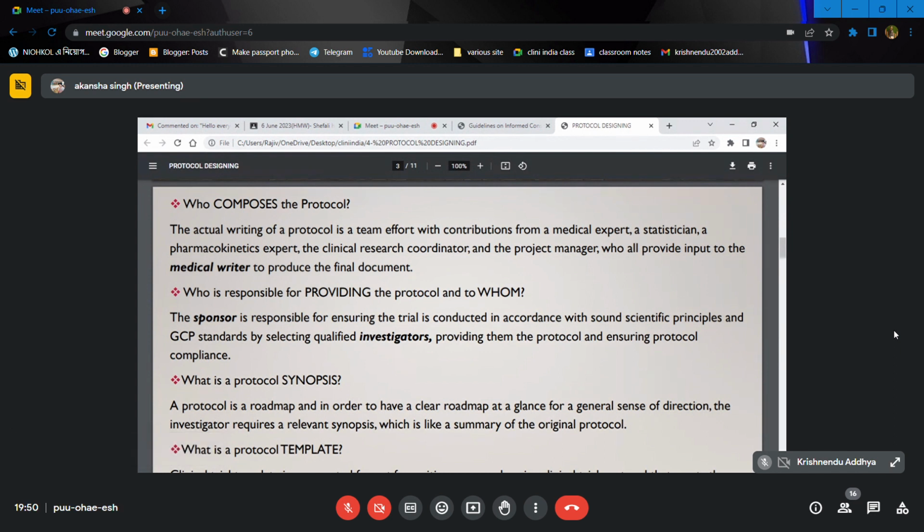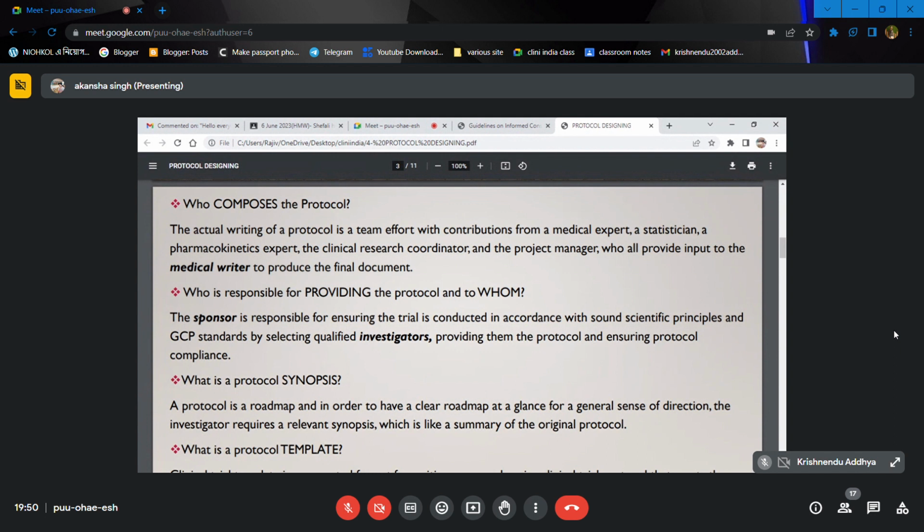Now, if a question is asked, who is responsible for making a protocol? Who writes the protocol? Who should provide a protocol? It is always the sponsor. Not the investigator, not the medical expert.